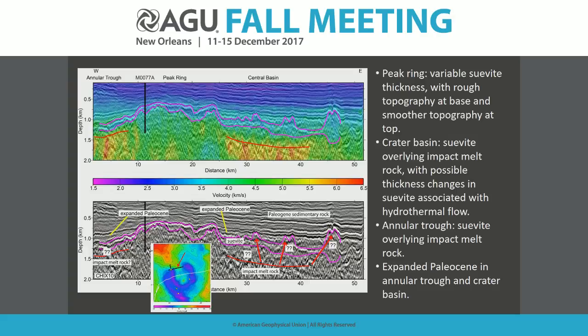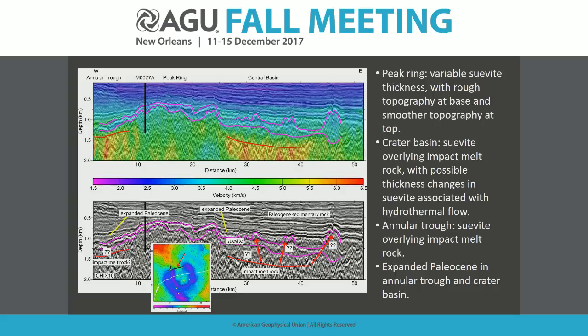So let's look at an interpretation. This is the line that goes into the central basin. On the top and bottom, the purple is the suevite layer. The bottom is the seismic for that same velocity model. And what you can see is there's topography within the suevite, so a lot of thickness variations. I especially want you to focus on these things right here. You can see them down here.